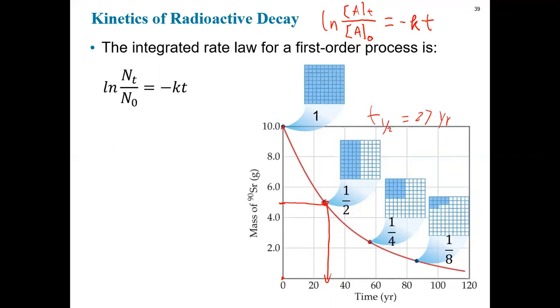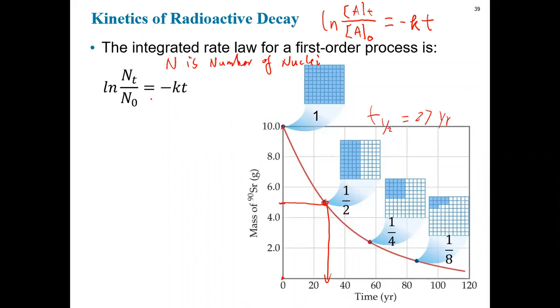Here we can still write this format, which is very similar. We have the ln function. We'll have a different way of representing this concentration. We can use the number of nuclei. So N is the number of nuclei. t means after we started the reaction. Zero means the beginning of the reaction.